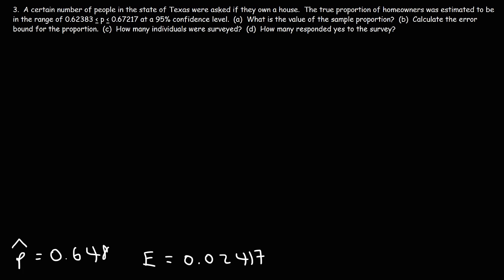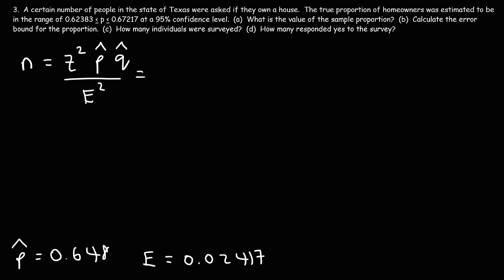How many individuals were surveyed? How can we find the answer to that question? The number of individuals surveyed is basically the size of the sample. So we need to calculate n. The formula that we're going to use is the one we've been using before. So it's z squared times p hat times q hat divided by the square of the error.